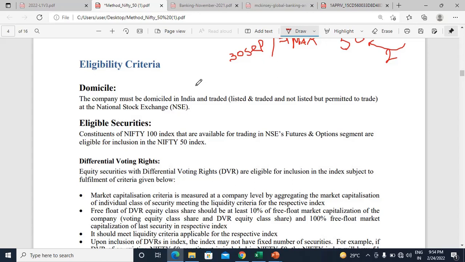Eligible securities, constituents of Nifty 100 index. You must have also seen Nifty 50 and Nifty Next 50 together, it is Nifty 100, right? So constituents of Nifty 100 index that are available for trading in NSE futures and options segment are eligible for inclusion in Nifty 50 index. So let us now look at this point. It must be domiciled in India, and next thing is it trades on NSE. That's all. Whether it is listed or not, it doesn't matter. It must be an Indian domiciled company and it must trade on National Stock Exchange. Next thing is it must be available for F&O trading.